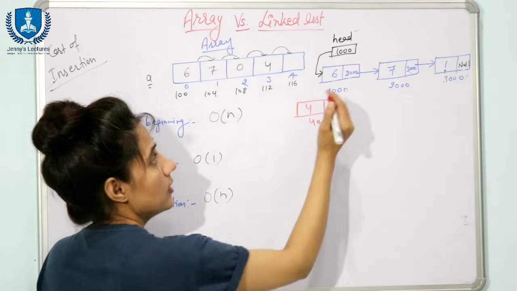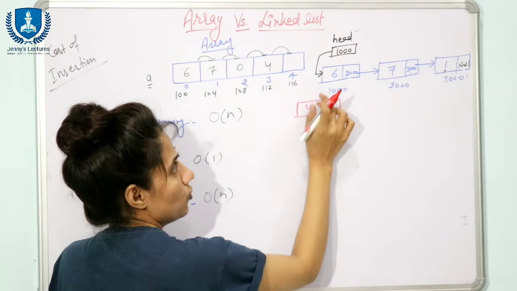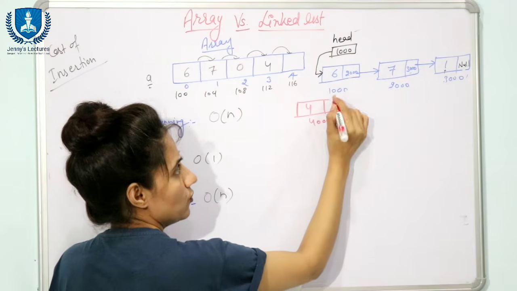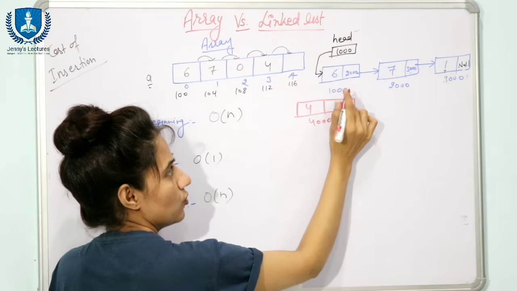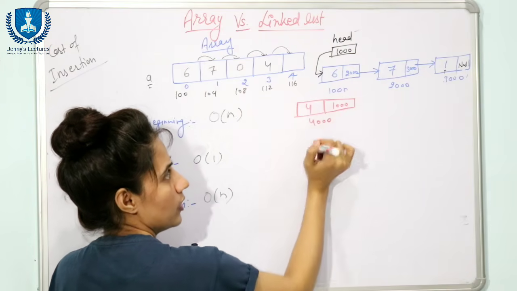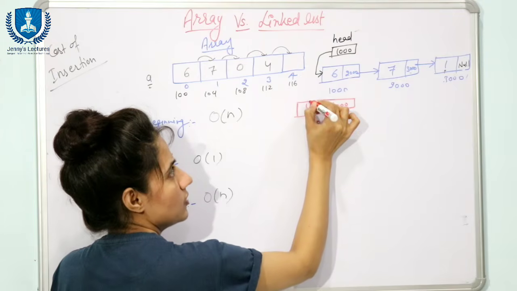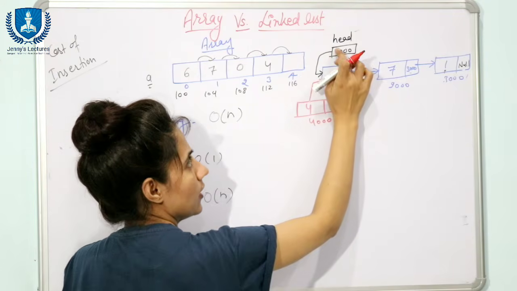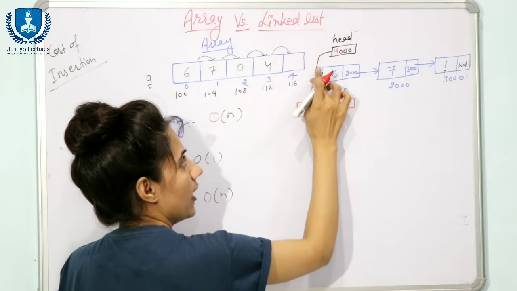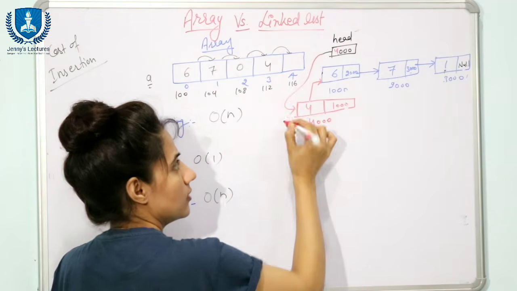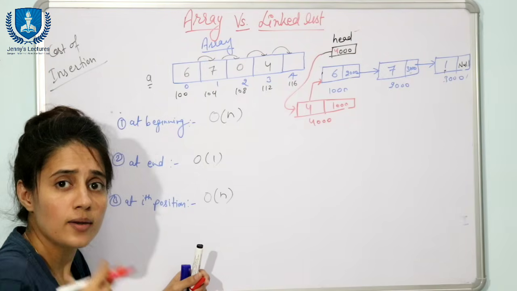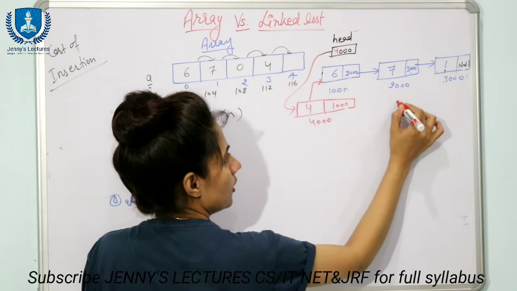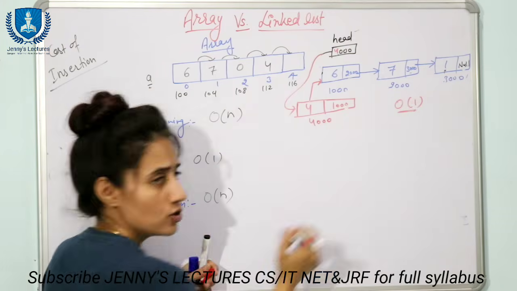How you will insert? See, here in this node at the beginning if you want to insert, then in the address part of this node you will store address of this node, 1000 you are going to store here. Fine. So you can say this is now going to link here, and in the head node you are going to store address of this one, that is 4000. Now head is going to point here. This is the first node, right? So at beginning it is going to take what? Constant time. So at beginning it is going to take order of 1 in case of linked list.